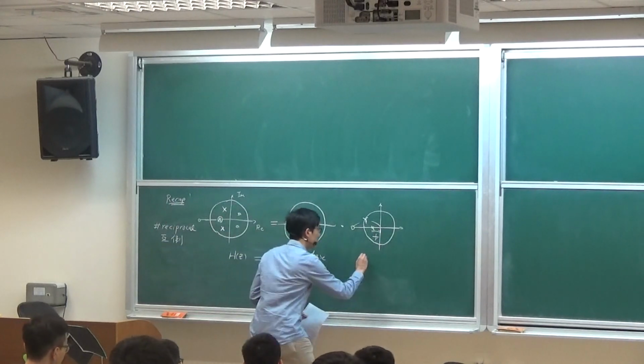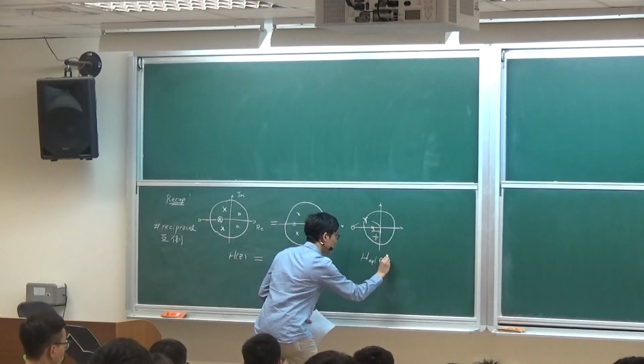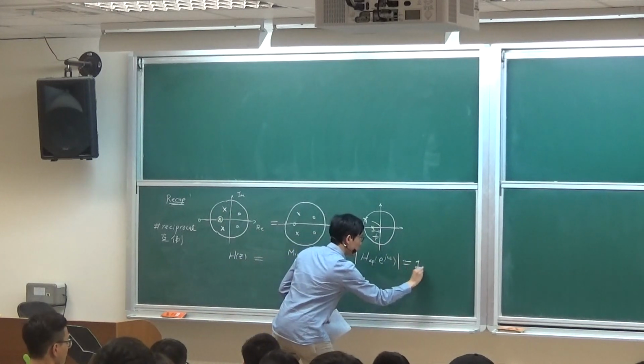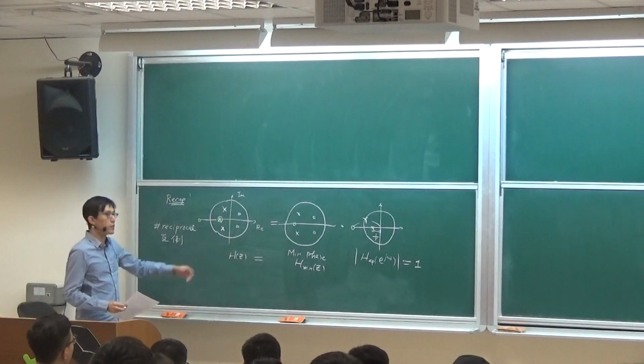Okay? So H of all-pass, e to the j omega, such that the gain is unity for all frequencies. Any questions so far? That's where we were at last time.